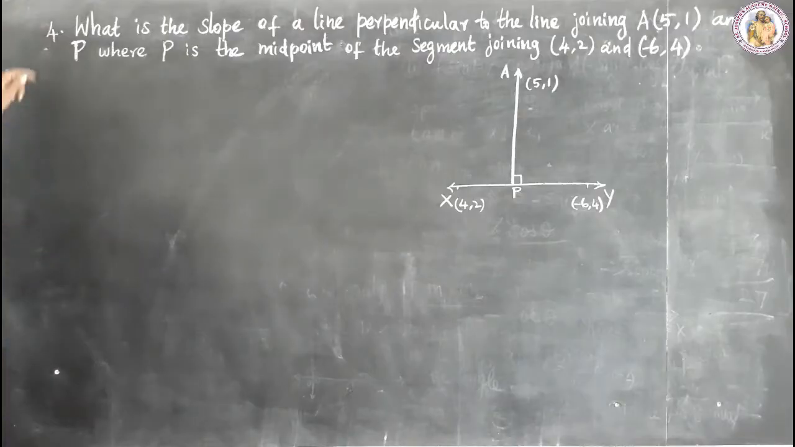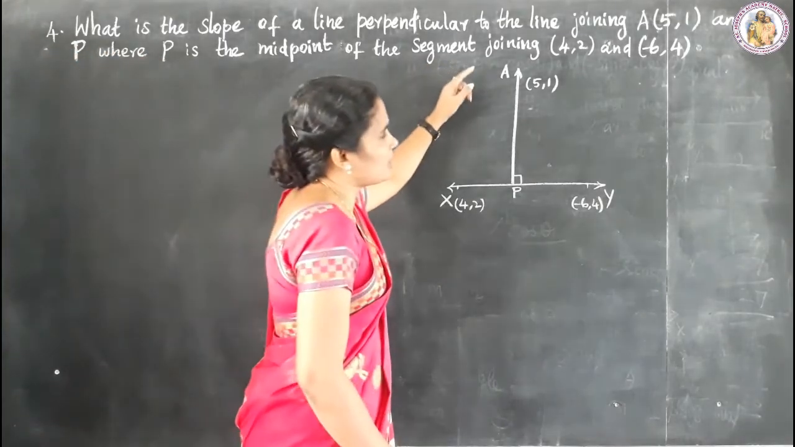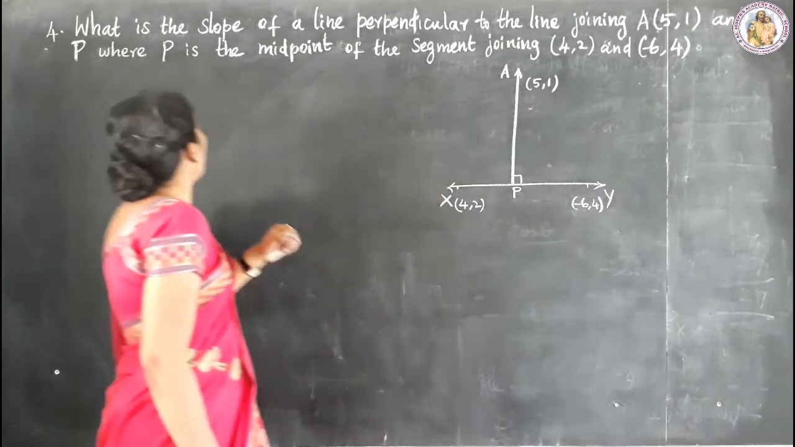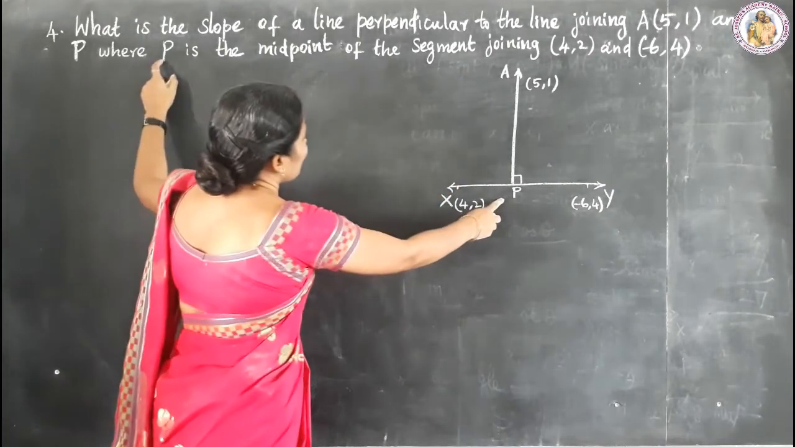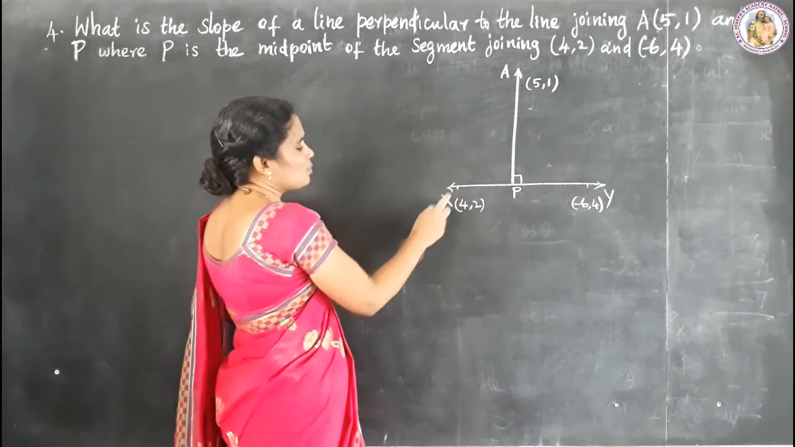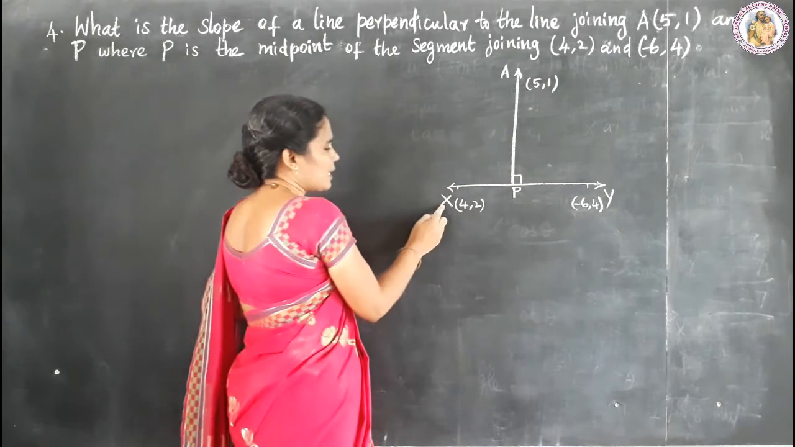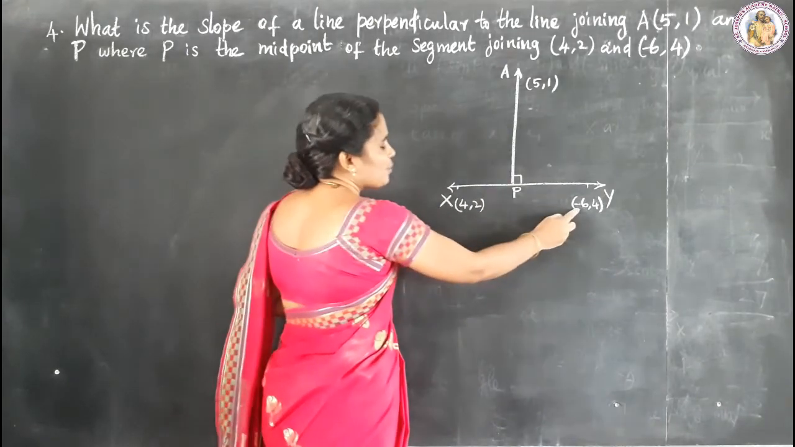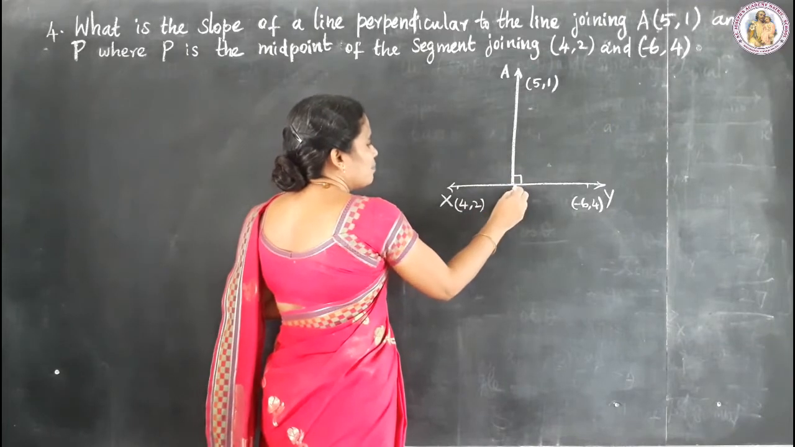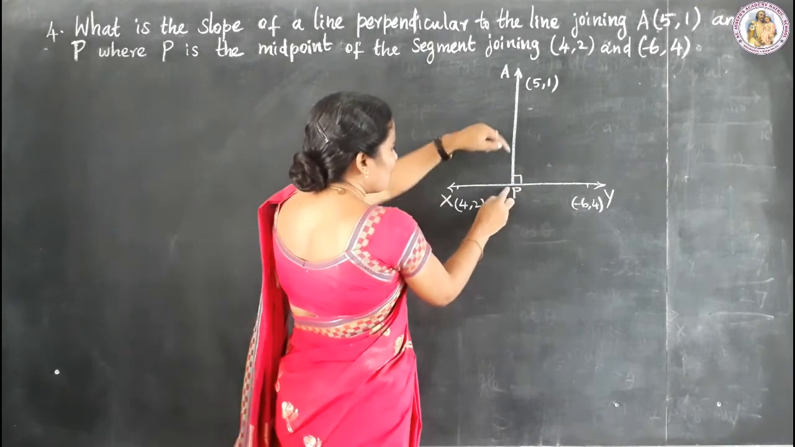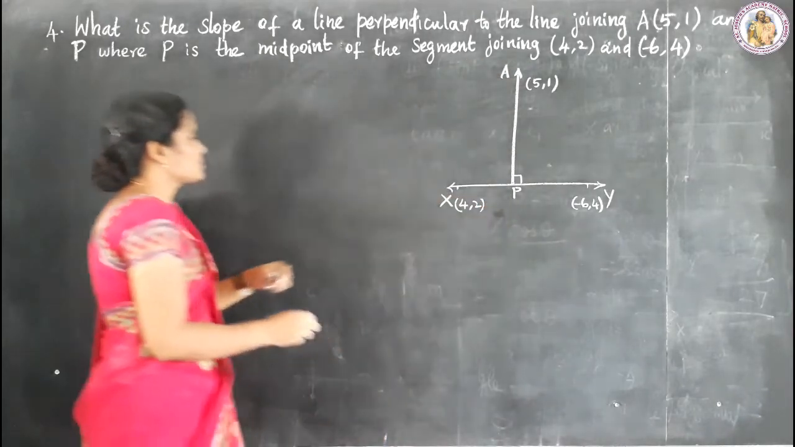Question number 4. What is the slope of a line perpendicular to the line joining A 5, 1 and P, where P is the midpoint of the line joining 4, 2 and minus 6, 4. Here we take X as 4, 2 and Y as minus 6, 4, with the midpoint at P. So now we have to find the midpoint P, then the slope of AP.